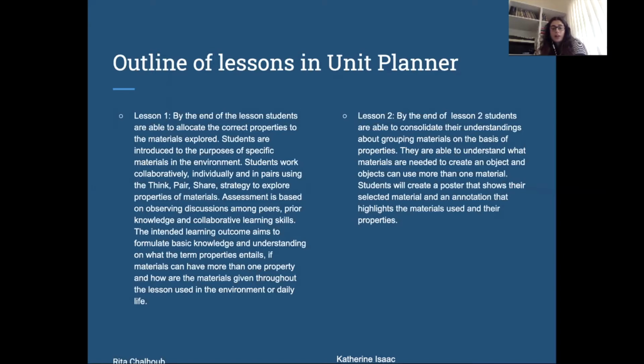The intended learning outcome aims to formulate basic knowledge and understanding on what the term properties entails, if materials can have more than one property, and how the materials given throughout the lessons are used in the environment or daily life. By the end of Lesson 2, students are able to consolidate their understanding about grouping materials on the basis of their properties. They are able to understand what materials are needed to create an object, and objects can use more than one material. Students will create a poster that shows the selected material and an annotation that will highlight the materials used and their properties.